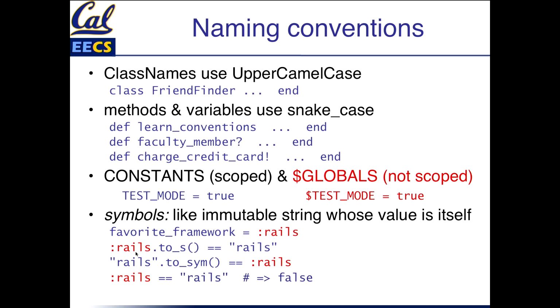This is probably one of the first hang-ups people get if they've not come from a language that has the concept of a symbol. So what's a symbol? The syntax for a symbol is just a colon followed by a string of letters and underscores and digits. But a symbol really is kind of like an immutable string whose value is itself.